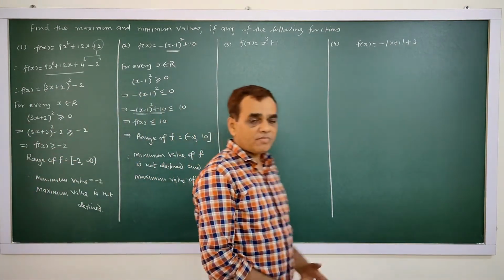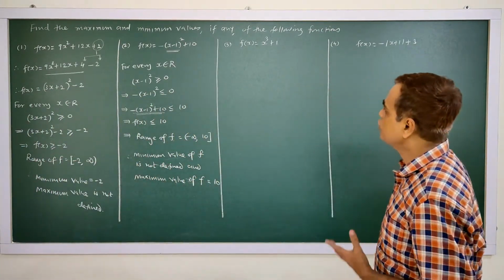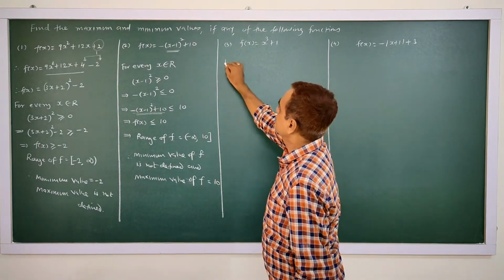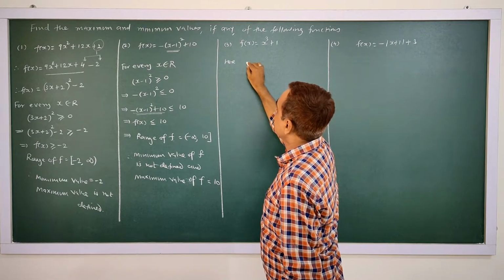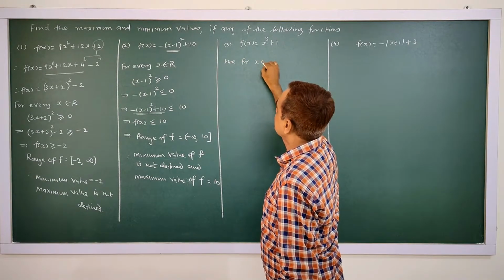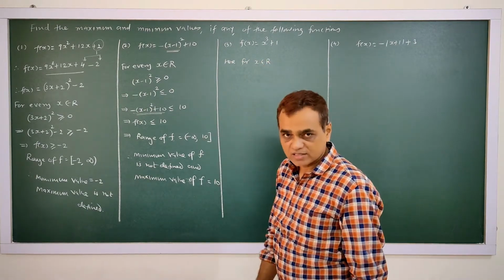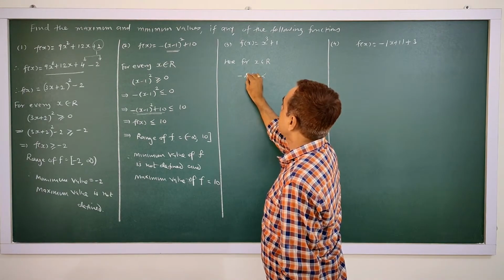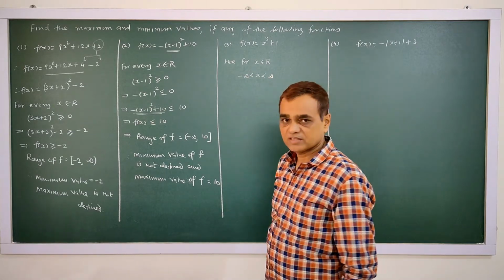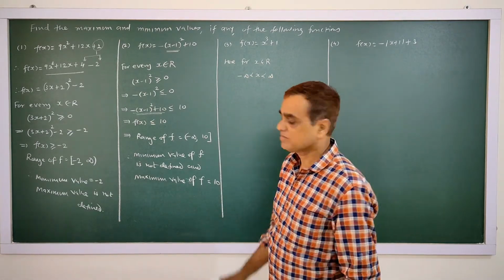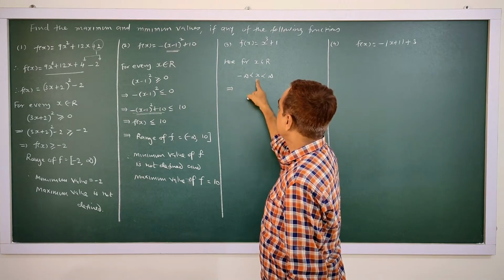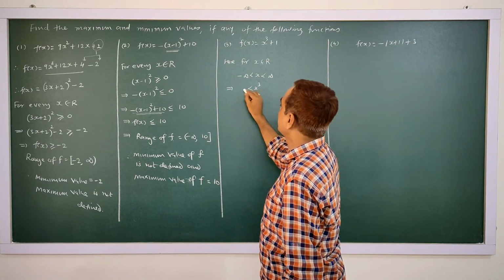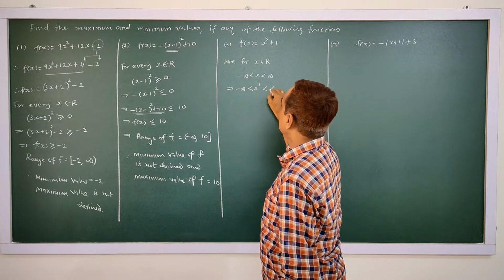Say here, f(x) is x³ + 1. Here, for every x belonging to R, x lies between minus infinity to plus infinity. X is any number. That means taking the cube will be between minus infinity to plus infinity.